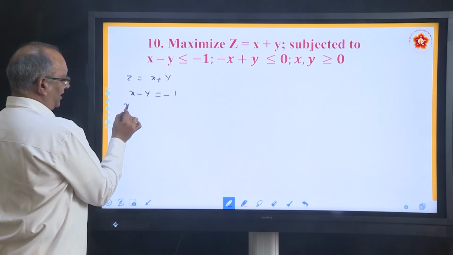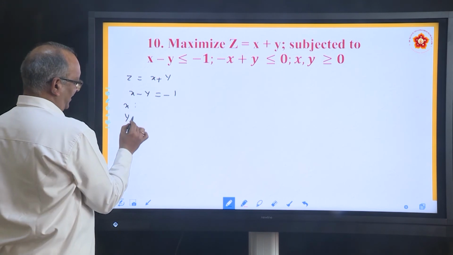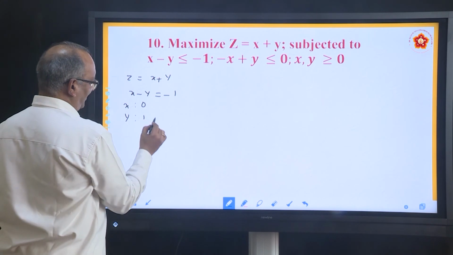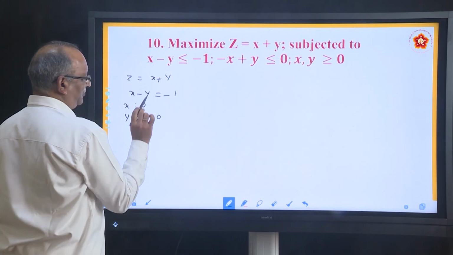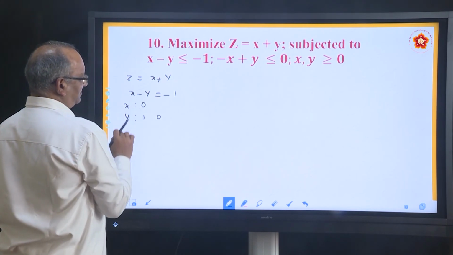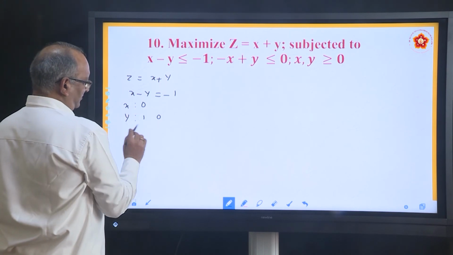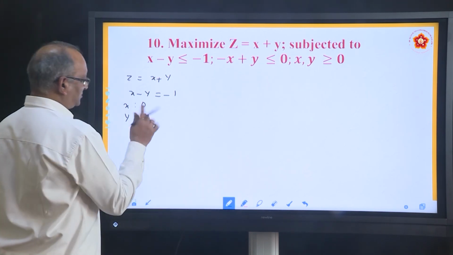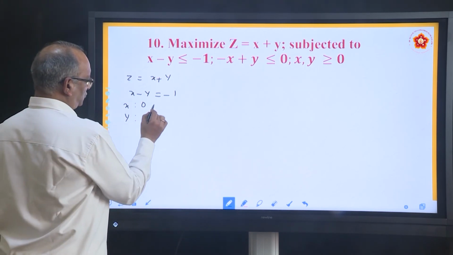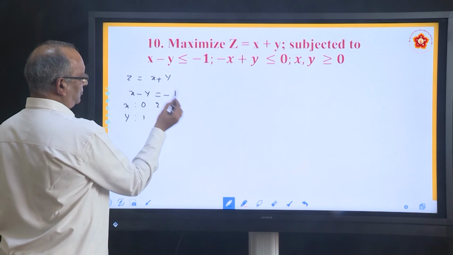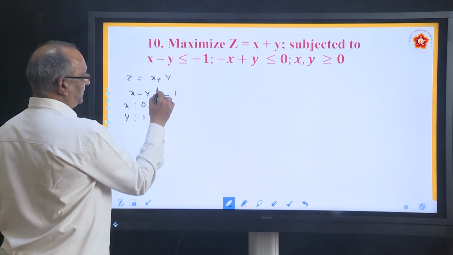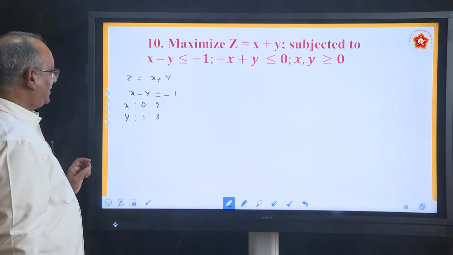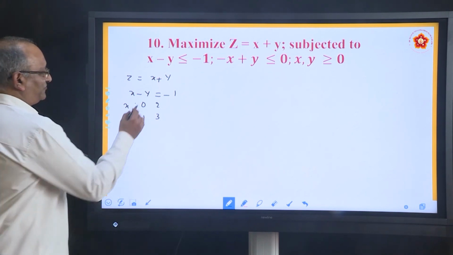To draw, we have to get the points x and y. X is 0, minus y is minus 1, so y is 1. If y is 0, x is minus 1. We do not want to take negative values, so choose something else. Let us say x is equal to 2. If x is 2, 2 will go that side, it will become minus 1, minus 2, y equal to 3. This is good enough for the first line.